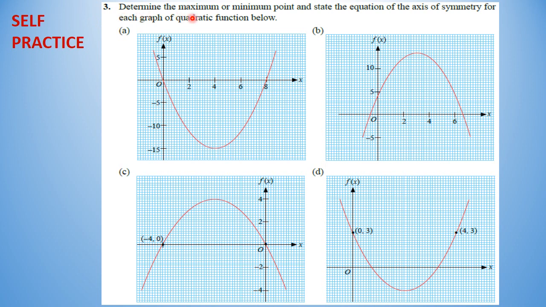Okay, this one is another part of self-practice, and you can refer to the previous lesson also. Determine the maximum or minimum point. State the equation of axis of symmetry. So you have to draw a line that is parallel to the y-axis, passing through the maximum or minimum point.